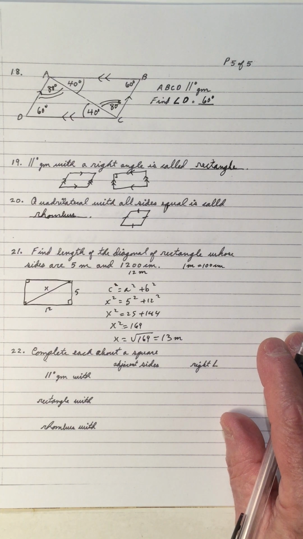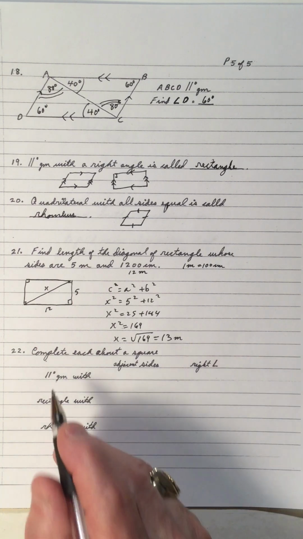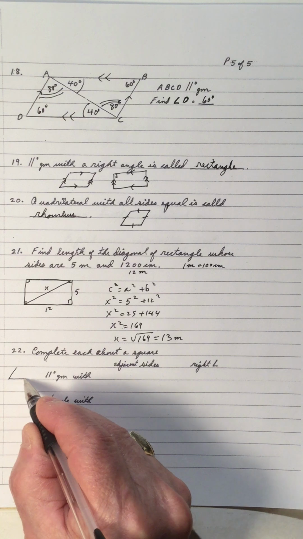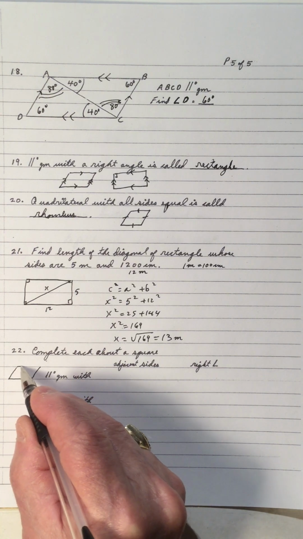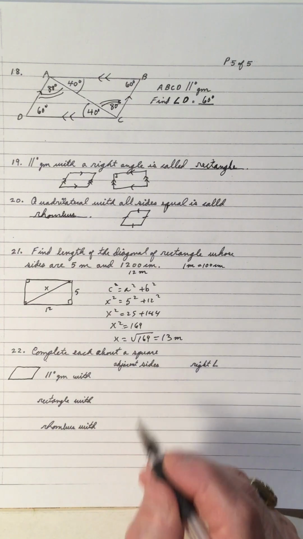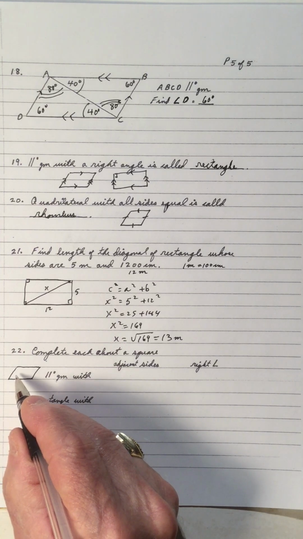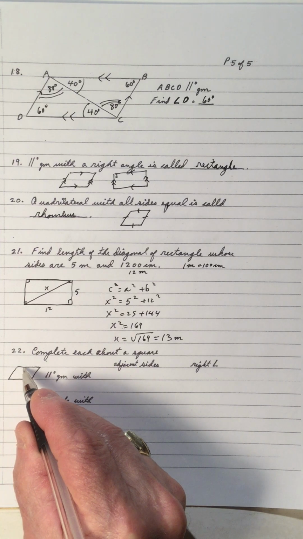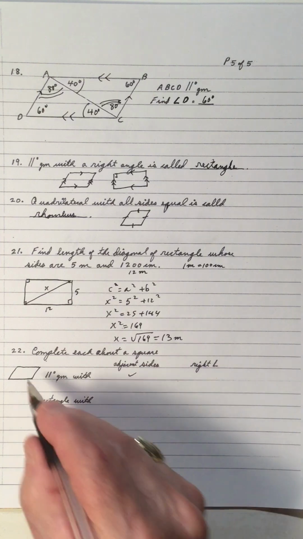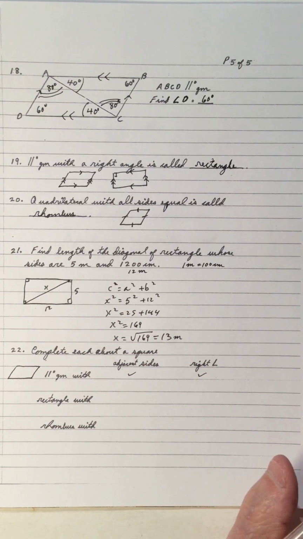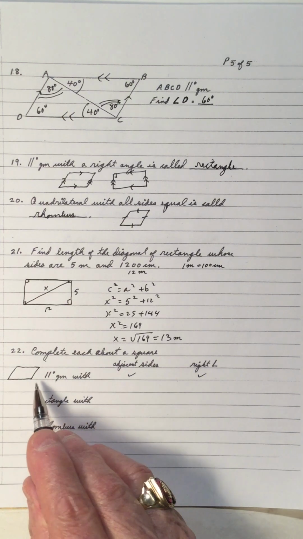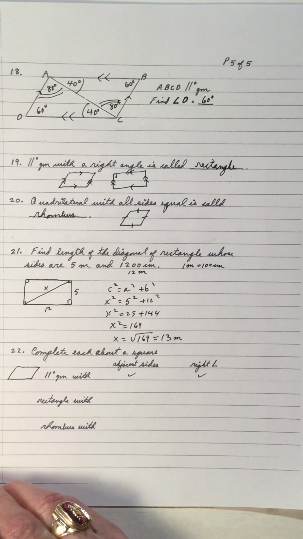Number 22. Complete each about a square. If you take a parallelogram, which is this, there's the parallelogram. Normally I draw it like this. If you want to make it a square, you have to have the adjacent sides equal. So you have to have these two sides equal. Opposite sides are equal in a parallelogram. If you make the adjacent sides equal and you put a right angle in it, you have a right angle. You have to have a right angle to get a parallelogram to be a square. But the adjacent sides are equal, that means all sides are equal.